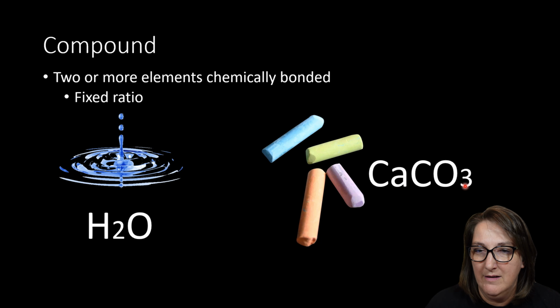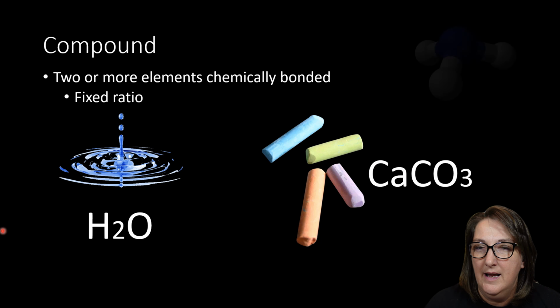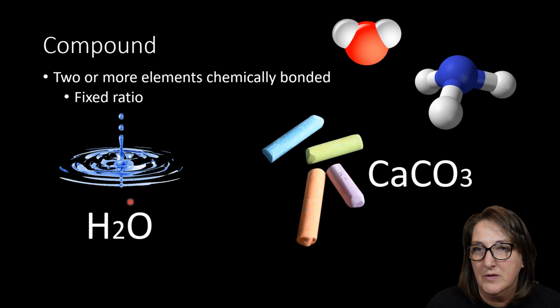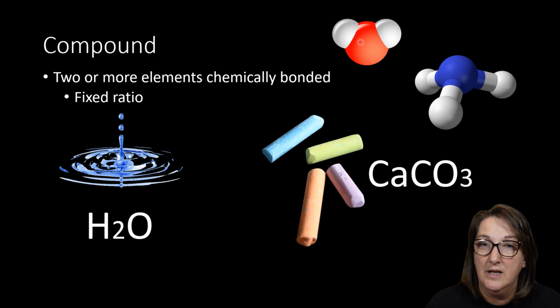I can show it out as a written formula, and I can also show it in a diagram. So here I have water, oxygen, two hydrogens, and here I could have something like methane. So I can have different models that can show compounds, but I can tell that there's two different atoms here, and that's the big thing with compounds. They're two different atoms bonded together.